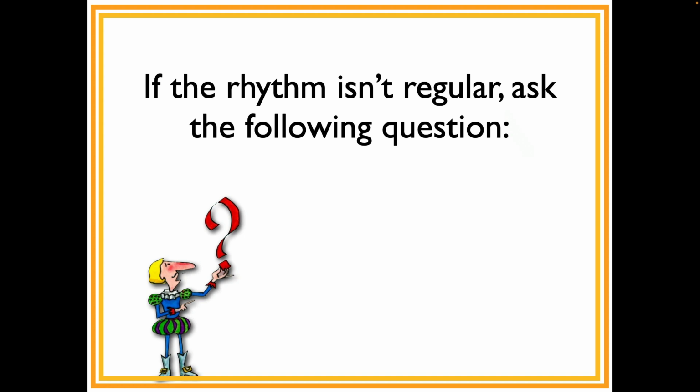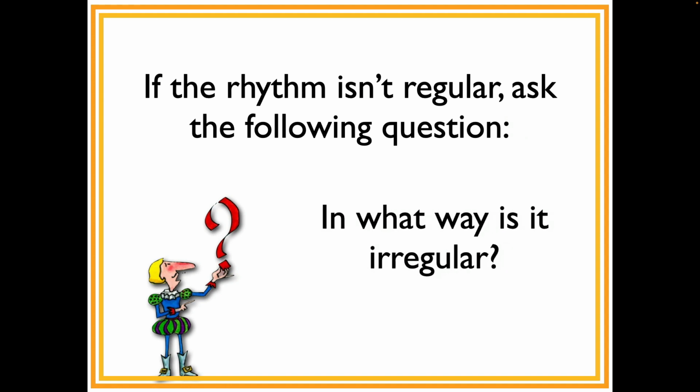But if the answer is no, if the rhythm is not regular, meaning you take your calipers and you say, oh, wait a minute, this R to R interval is greater than this R to R interval, then you have to ask yourself, well, if it's not regular, in what way is it irregular? And there's a couple different ways that irregularity can appear.